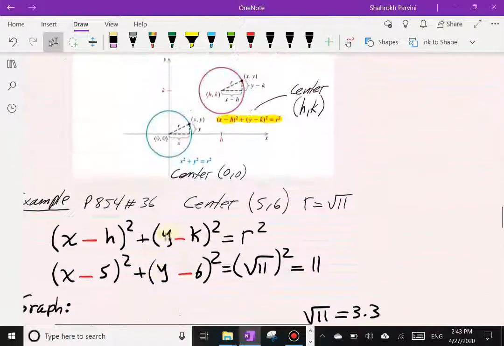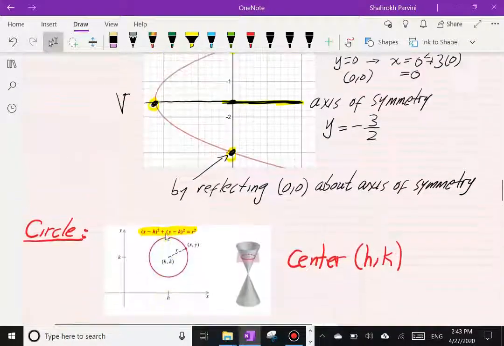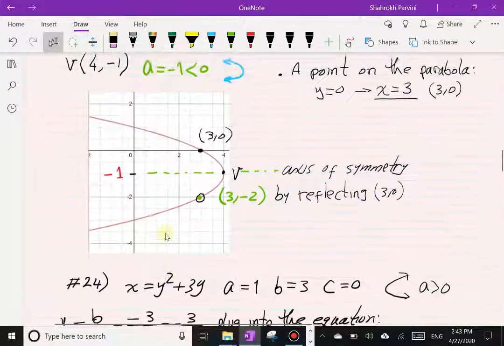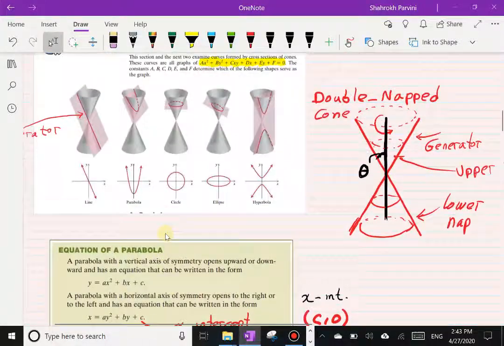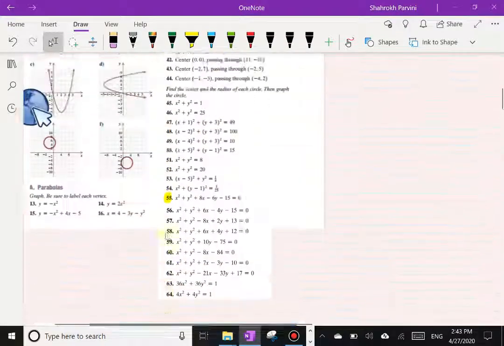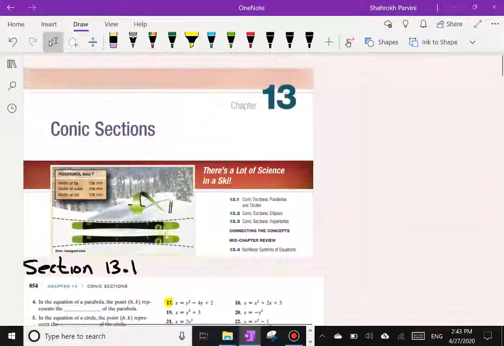And we do not want to plot points with this one. We just want to use the general form to do it. And we talked about the sideways parabolas, and with that we are done with this section 13.1.